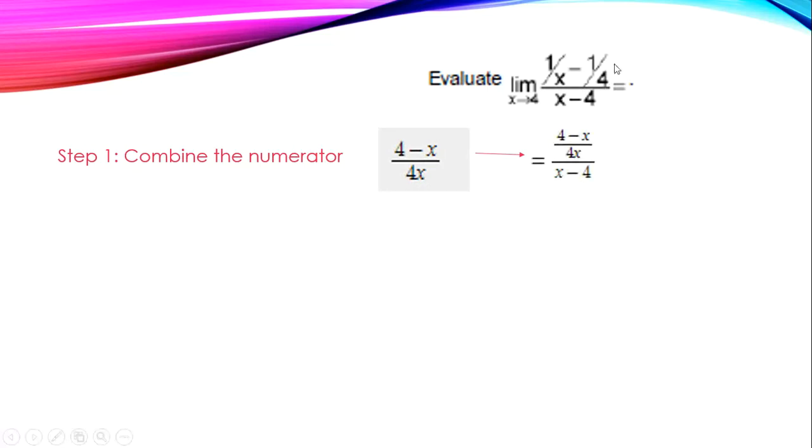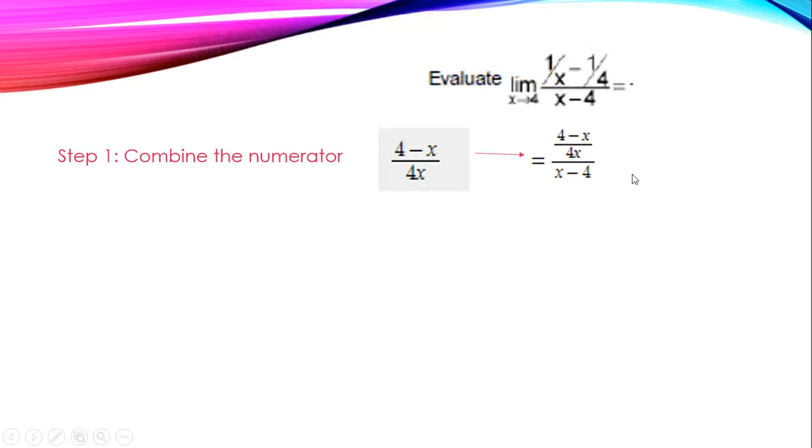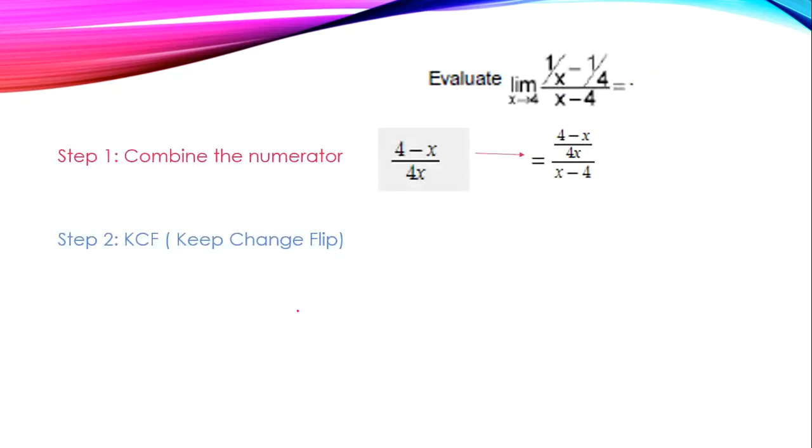And when I combine my numerator, here's my new fraction. We have (4 minus x) divided by 4x, divided by (x minus 4). And that looks like a really ugly fraction. So we're going to use division of fractions. We're going to keep the first numerator, change our division symbol to multiplication, and flip the denominator.